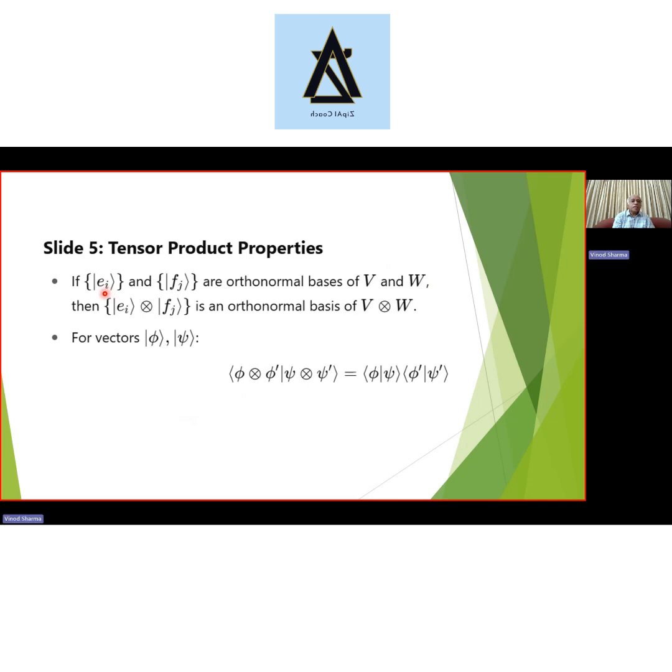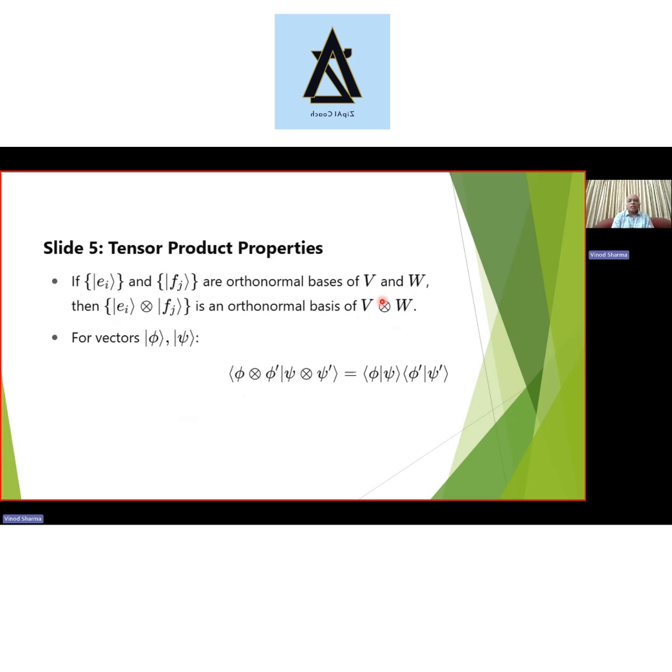If e_i, i equal to 1 to n, are the orthonormal basis in V, and f_j, j equal to 1 to m, are the orthonormal basis in W, then the orthonormal basis of V tensor W is e_i tensor f_j for all i and j. So the dimension here is going to be n times m, because the vectors, which are the tensor products of the elements here, have the dimension of n times m. So the dimension of this tensor product vector space is n times m.